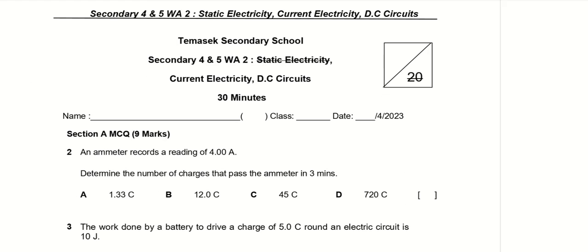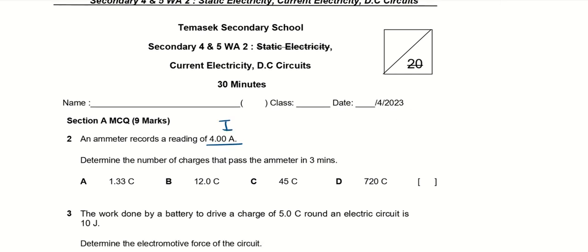For the first question, an ammeter records a reading of 4 ampere. So this is my current I. They want us to determine the number of charges that pass through the ammeter in 3 minutes. So this is definitely time, and this is our charge Q. The trick here is that the time is given in minutes, but this is an SI unit formula, so we need to change it to SI unit, which is 3 times 60, 180 seconds, for our time.